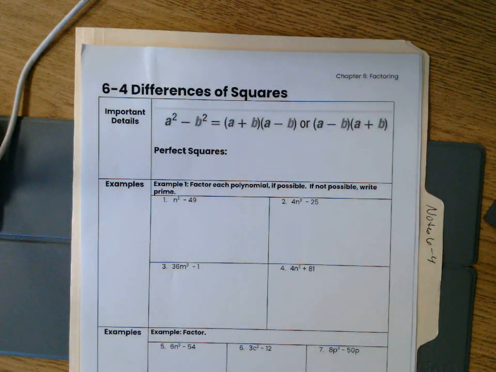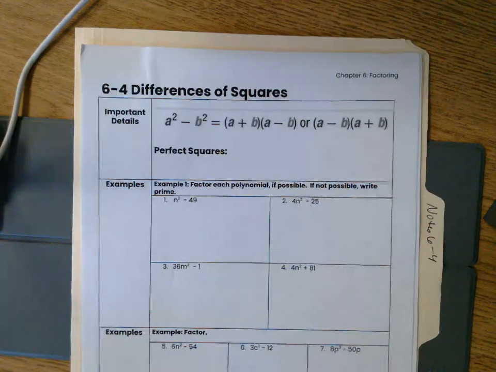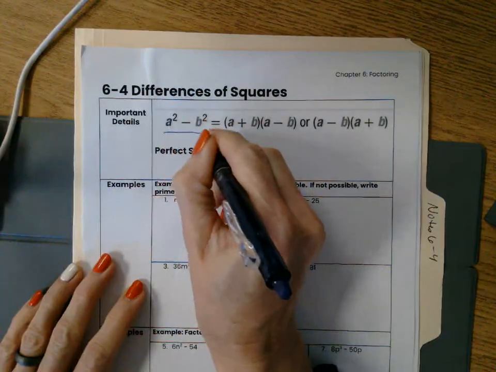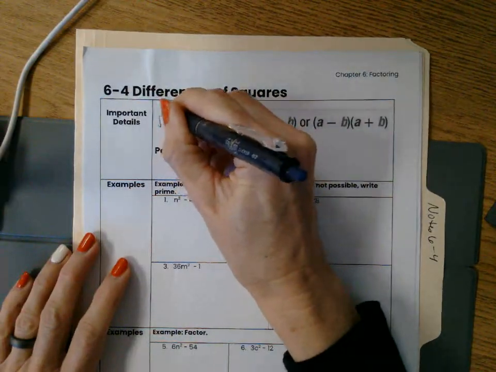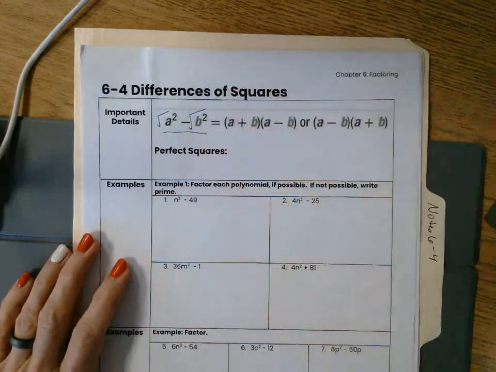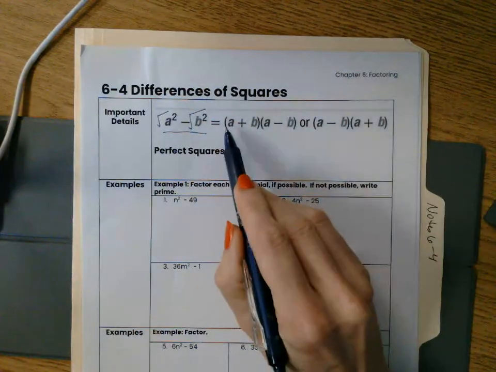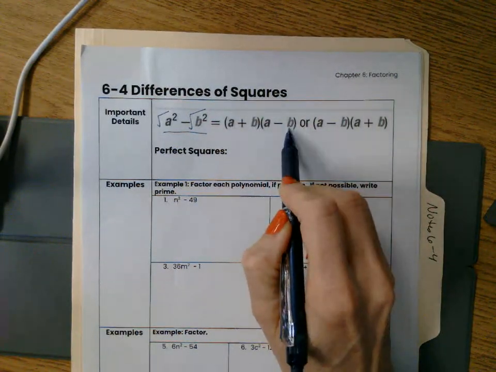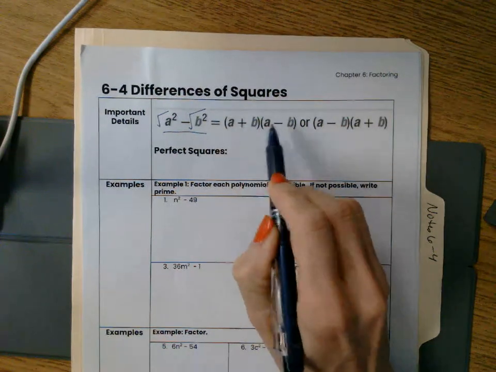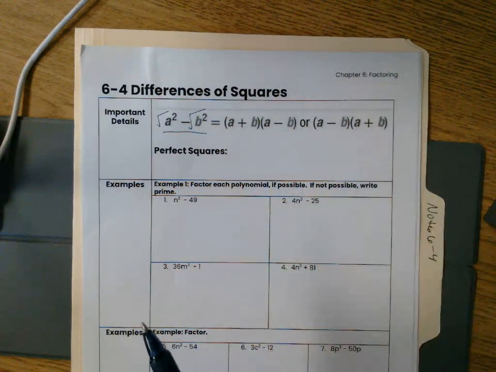Okay, today we're going to go over section 6.4, differences of squares. This is going to be a shortcut for how to factor problems that look like this: a squared minus b squared. All we're going to do is take the square root of a and the square root of b, and then you split it up. A goes at the beginning of both of them. B goes at the end of both of them once you take the square root, and one's a plus, one's a minus. Or you can flip-flop it, do the other way.